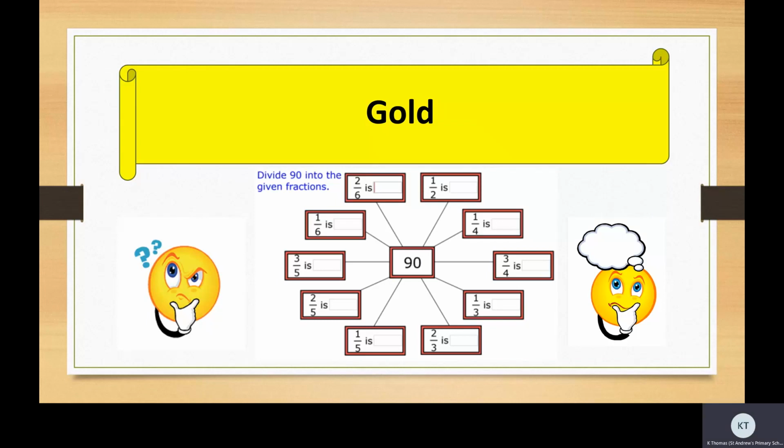For the gold task, you need to apply all you've learned and know so far to calculate different fractional quantities of £90. So the amount is going to stay the same. It's always going to be 90, but you have different fractional quantities around the outside of this spider diagram to calculate the answer for. And I'm confident that you can do it.